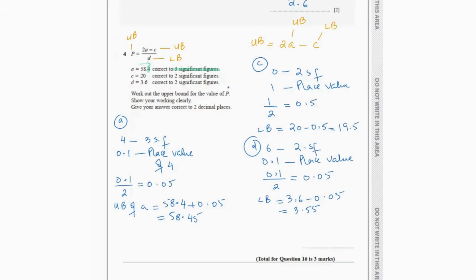So now we plug these values in the equation given in the question. P is going to be 2 times 58.45 minus 19.5 divided by 3.55. That gives us, correct to 2 decimal places, 27.44. That is the upper bound for the value of P. That's your answer.